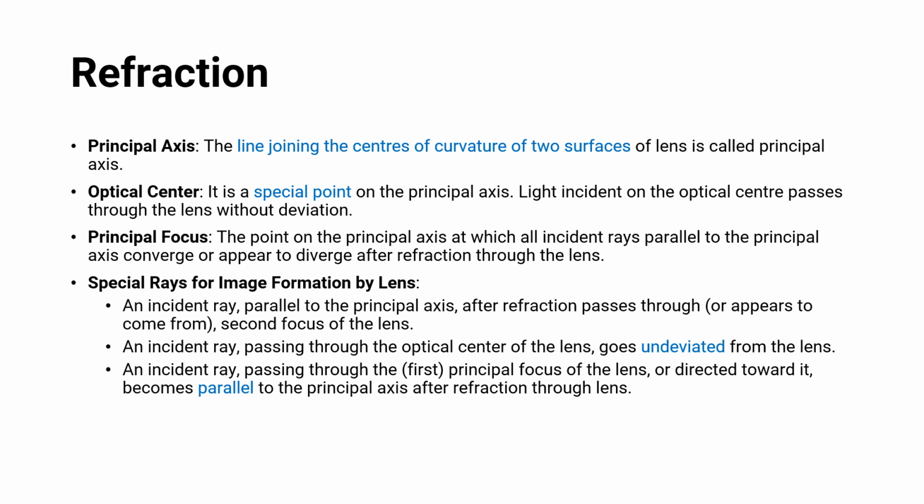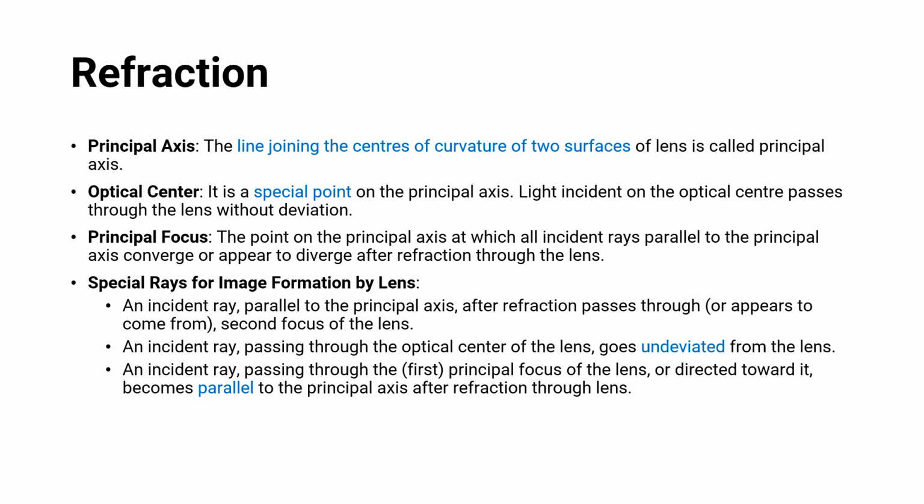Principal axis. The line joining the centers of curvature of the two surfaces of a lens is called the principal axis. Optical center. It is the special point on the principal axis. Light incident on the optical center passes through the lens without deviation. Principal focus. The point on the principal axis at which all incident rays parallel to the principal axis converge or appear to diverge after refraction through the lens.